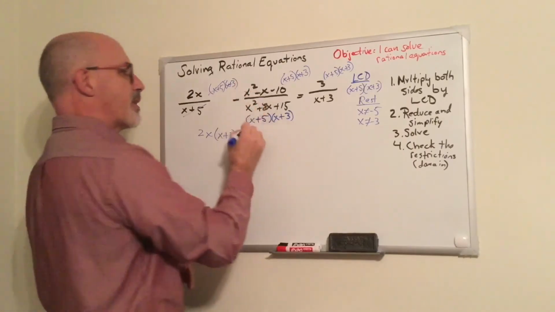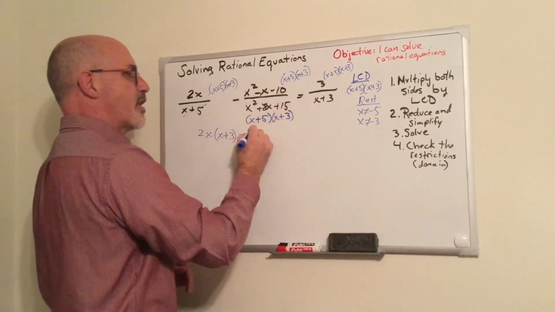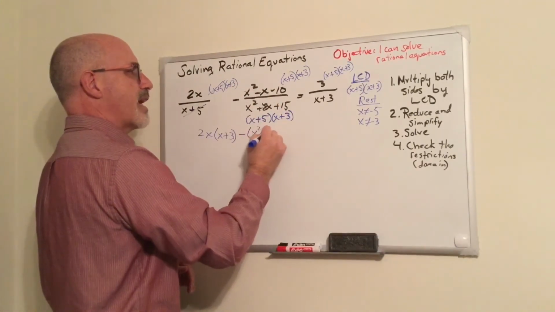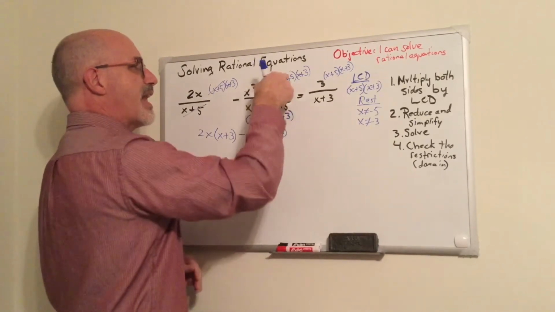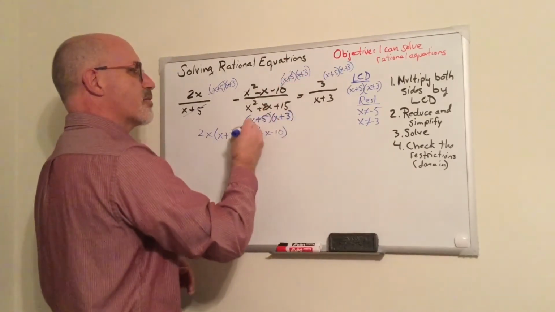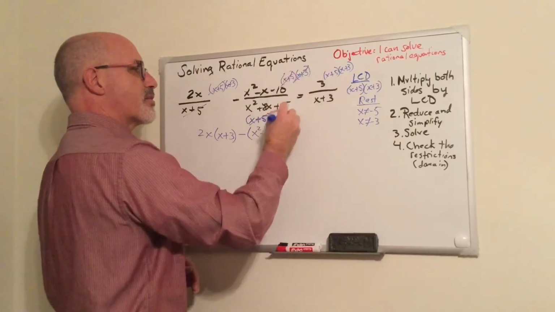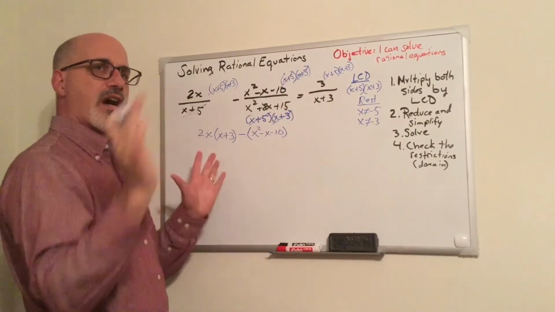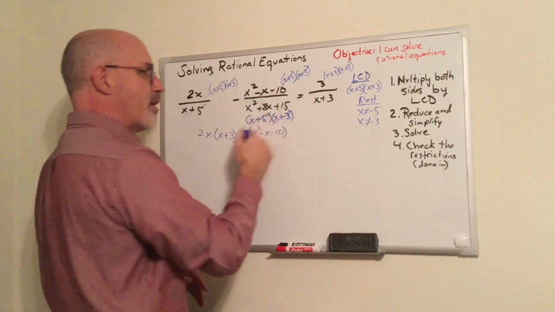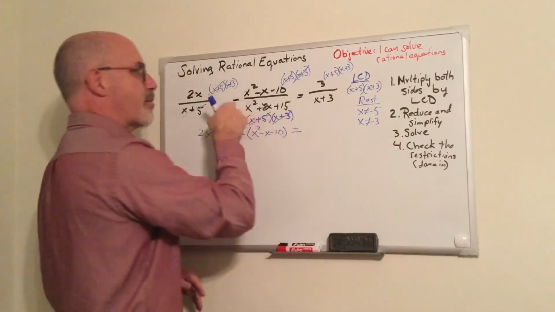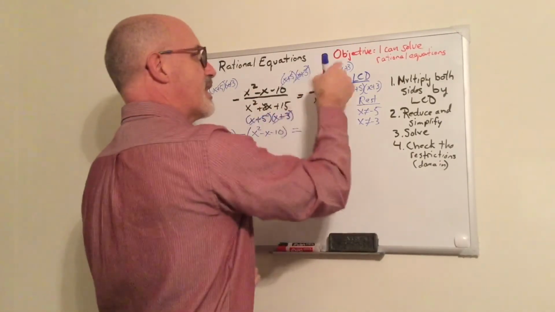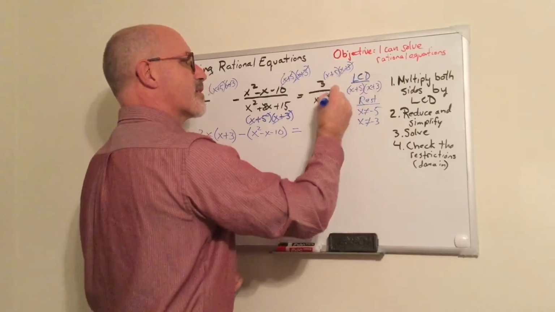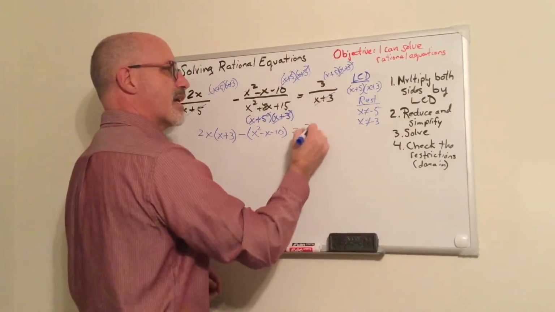minus, over here I'm going to have this trinomial, x squared minus x minus 10. And notice the x plus 5 cancels with the x plus 5, the x plus 3 with the x plus 3, so they're both gone. I'm just left with that numerator. I put it in parentheses so I remember to distribute through the negative. Then on this one, the x plus 3's cancel out, so I'm left with 3 times x plus 5.